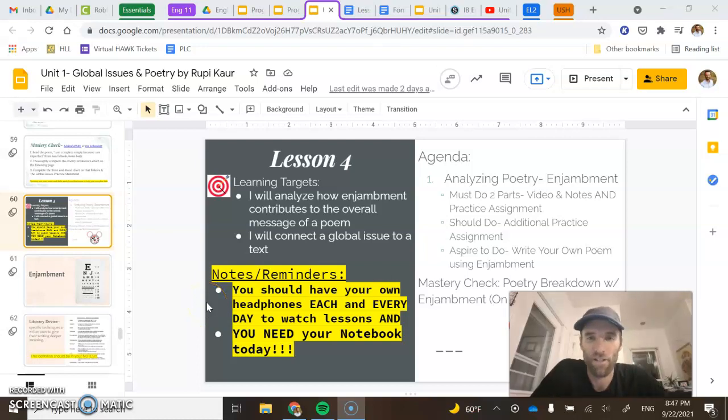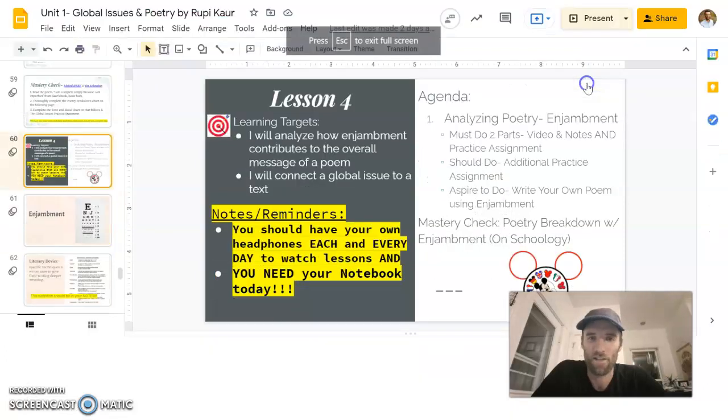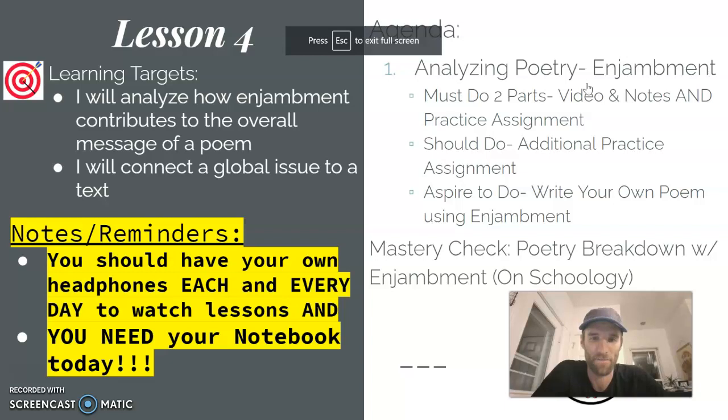Hey English 11, this is Lesson 4, Unit 1, and coming to you from my kitchen here, let's talk about enjambment. That is our goal today, is to analyze enjambment.